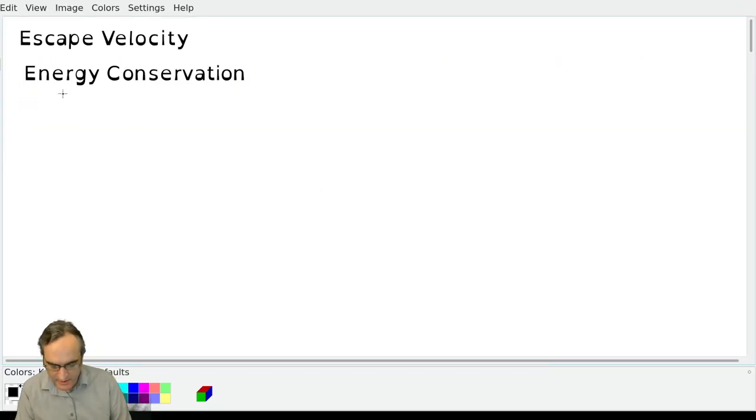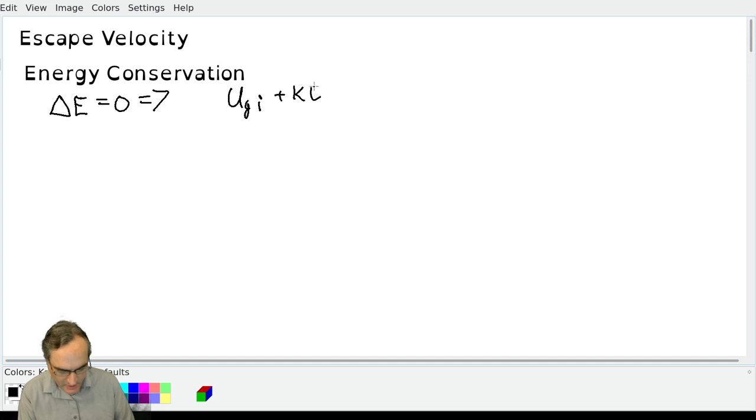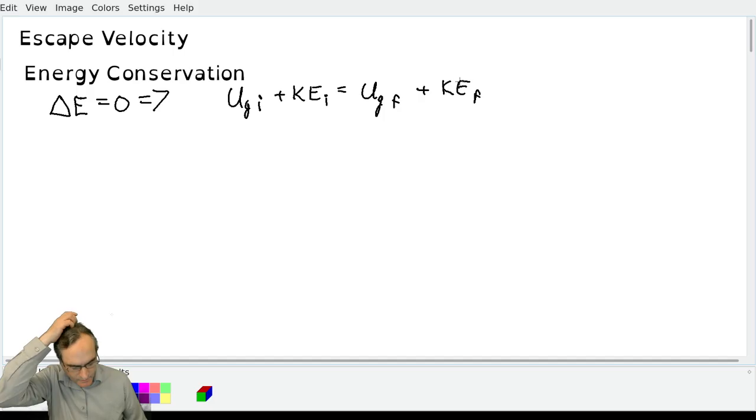So as a reminder, energy conservation in its most basic form says that the change in energy is equal to 0. And in that case, we'd be able to say the potential energy of gravity initial plus the kinetic energy initial would be equal to the potential energy of gravity final plus the kinetic energy final. Now, finding the escape velocity is actually going to come through the kinetic energy initial.